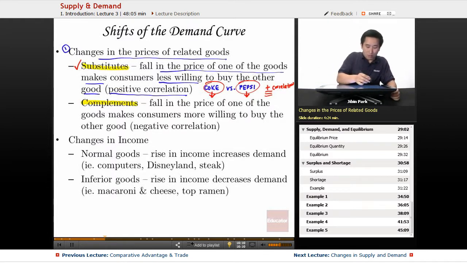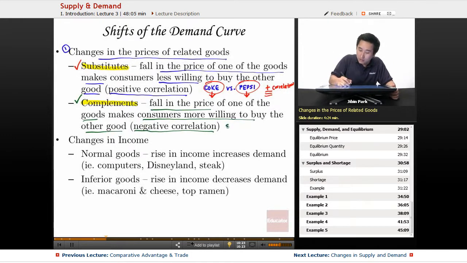And again, with complements, it works the opposite way here. A fall in the price of one of the goods makes consumers more willing to buy the other good. So there's a negative correlation here. For example, salt and pepper. Let's say the price of salt goes down. What happens to the demand for pepper? Well, the demand for pepper is going to increase, right? Because they're complements. And kind of similar to the substitute analogy, where if a student's teacher is not there, then the student is going to be pretty excited about that.